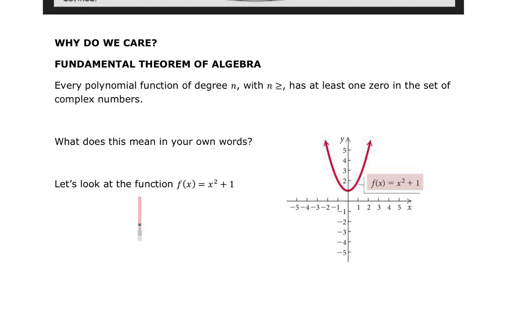The other way I know that this doesn't factor over the reals is if I look at the graph of this shape. We know from chapter 1.7 that this is a transformation of the graph of x squared, and then I've just added 1 to it. So it is the parabolic shape with a vertical shift of 1. We can still factor it even though it's not going to cross the x-axis.